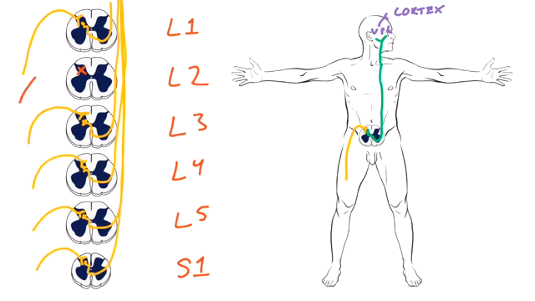Whereas the L2 spinal cord level would just be damaged, and you'd lose signal at that specific level. And if this were the case, then this patient would only have loss of pain and temperature sensation at the L2 dermatome, which would look something like that.